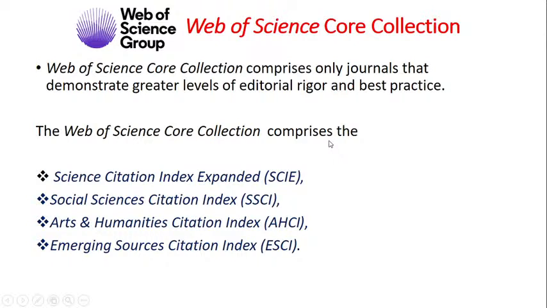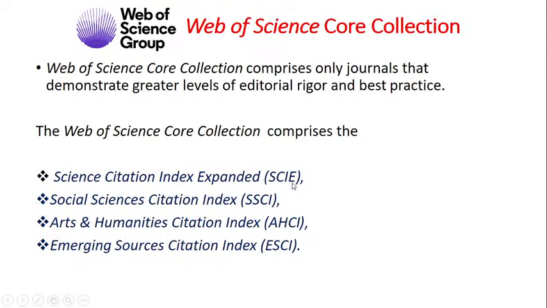So the Web of Science Core Collection consists of 4: 1, 2, 3, 4. One is the Science Citation Index Expanded, called SCIE. I already showed that on the journal homepage, under indexed databases. And the second one is the Social Science Citation Index. And the Arts and Humanities Citation Index, called AHCI. Social Science means SSCI.